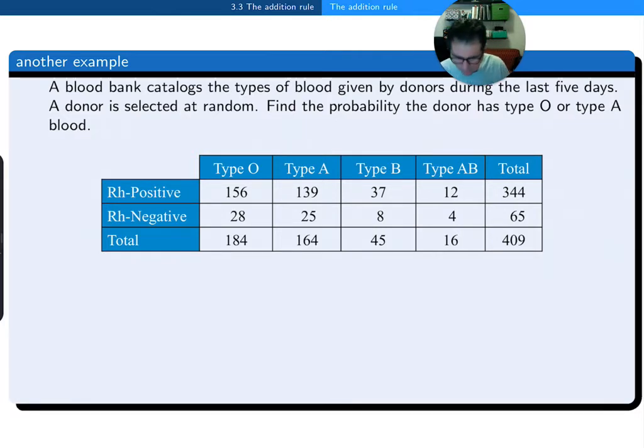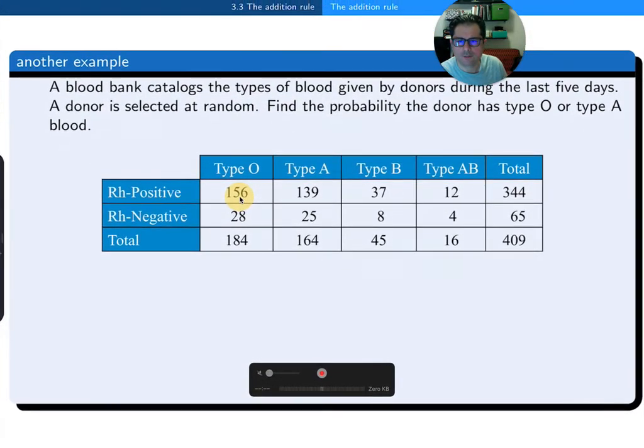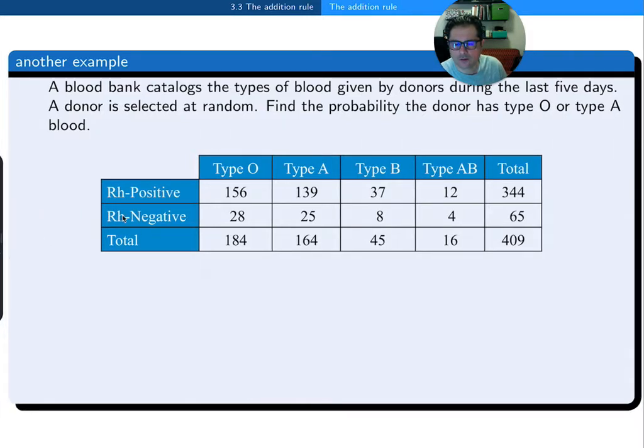So the O's are here in these columns. Type A is this column. So these two are going to be mutually exclusive, right?